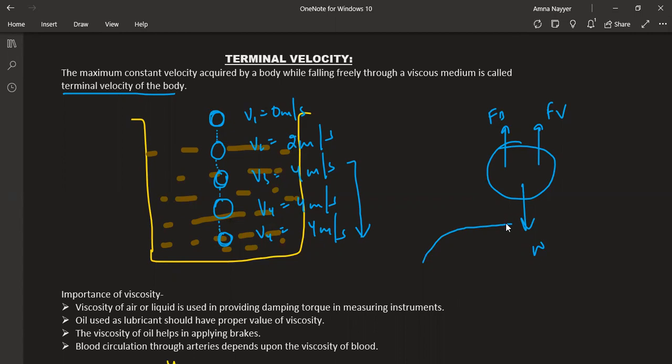Now you have certain importance of viscosity. Viscosity of air or liquid is used in providing damping torque in measuring instruments. Then oil is used as a lubricant. It should have a proper viscosity, and viscosity is also used in applying brakes. Hydraulic lift principles you must have studied. So in applying brakes in vehicles also, viscosity of oil helps.